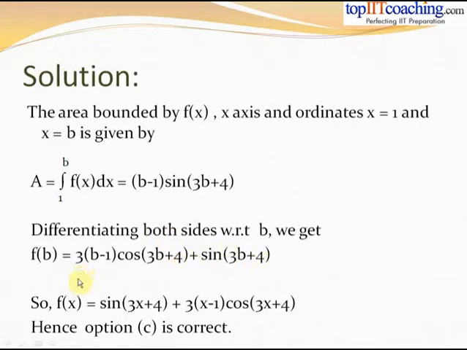Thus when we differentiate this equation, we get f(b) equal to 3(b − 1)cos(3b + 4) + sin(3b + 4). Now this is expressed as a function of b. If we replace b by x, we get f(x) equal to sin(3x + 4) + 3(x − 1)cos(3x + 4). And this is nothing but option number C. So option number C is correct.